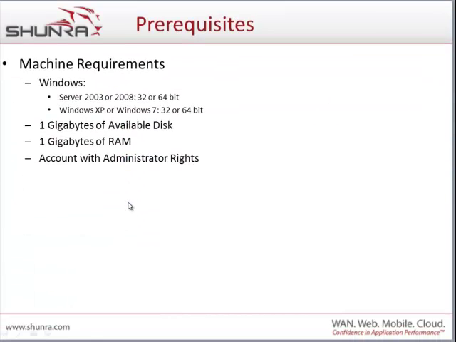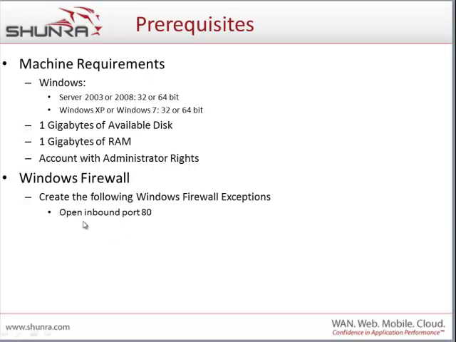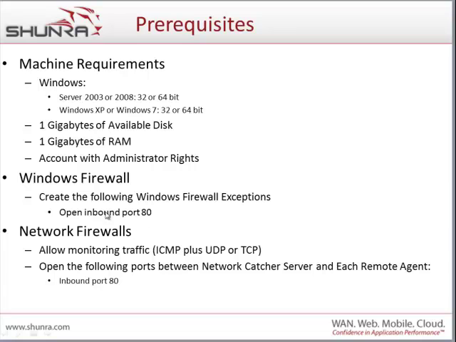Starting with the machine prerequisites, you'll need to have a Windows server with administrator rights, plenty of RAM and disk space for the installation. You'll need to open up the Windows firewall so that port 80 inbound is open. The installer does this, but just for your information, that is a prerequisite for using Network Catcher. Also, the network firewall has to have inbound port 80. Also, inbound ICMP and UDP or TCP, depending on what kind of measurements you want to do between agents and between target endpoints.